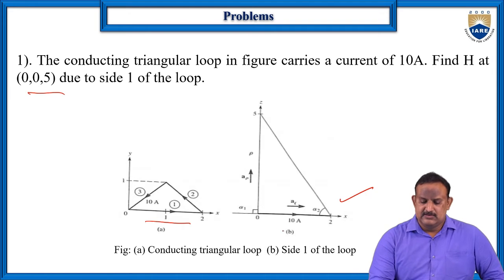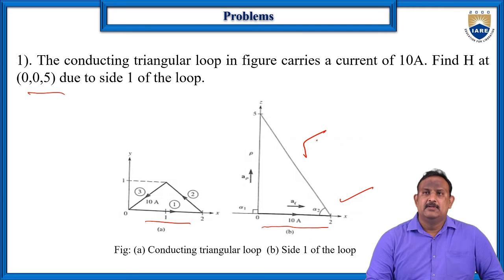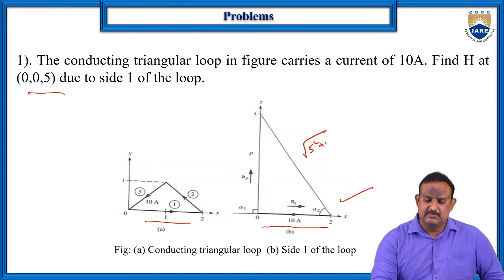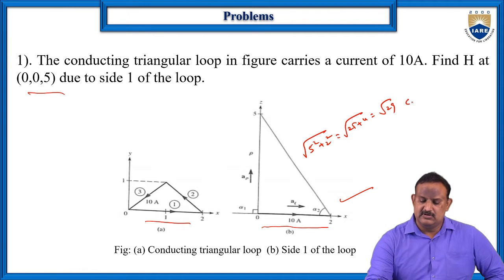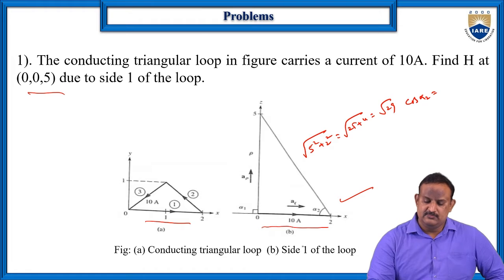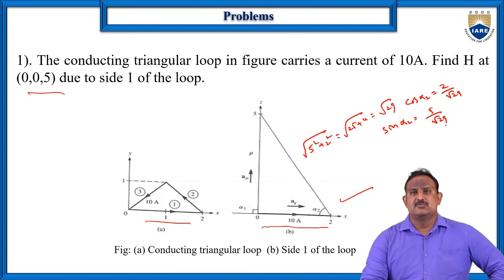Let us assume this. Here the distance along this is 2, and this is the distance of 5. If you find the hypotenuse, it is the root of 5 squared plus 2 squared, which is root of 25 plus 4, root 29. If you find the cos of the angle, cos alpha 2 equals 2 by root 29, and sin alpha 2 is equal to 5 by root 29. So we'll do the problem.